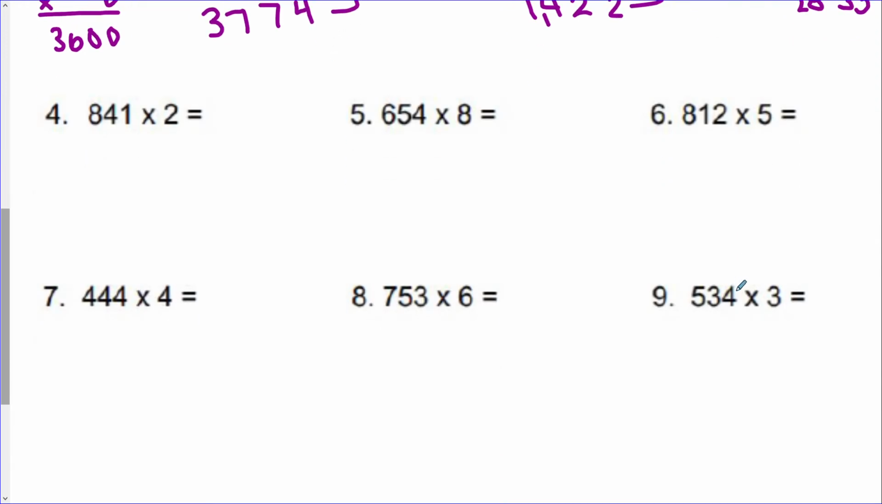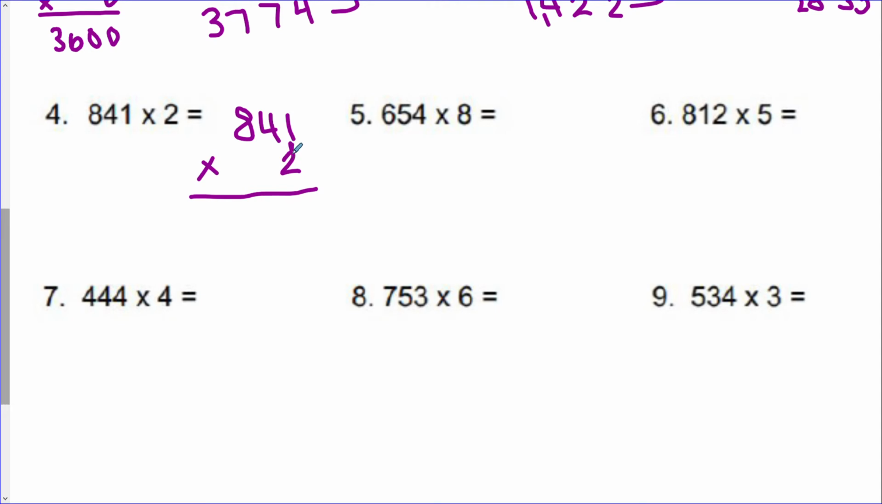All right. 6 more, boys and girls. All right, 841 times 2. Since it's times 2, you could double it. You could use a repeated addition problem and solve it. That would work. But we're learning a new strategy today, so we're going to try this one this way.